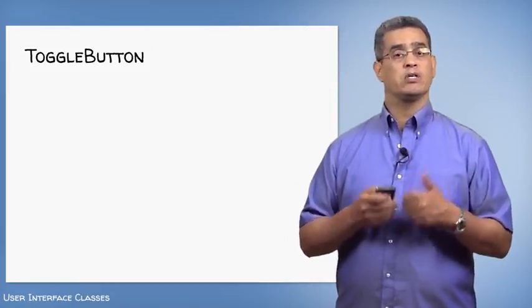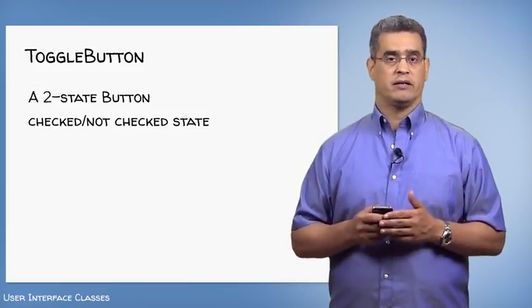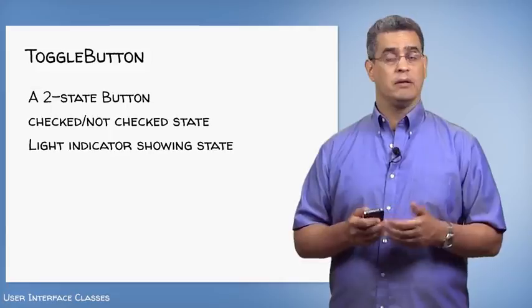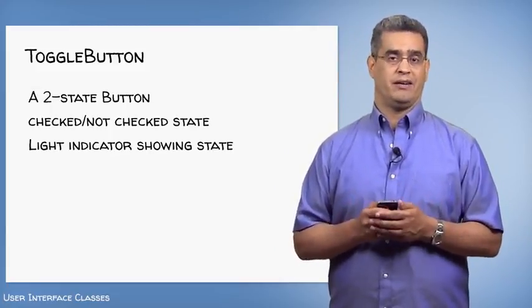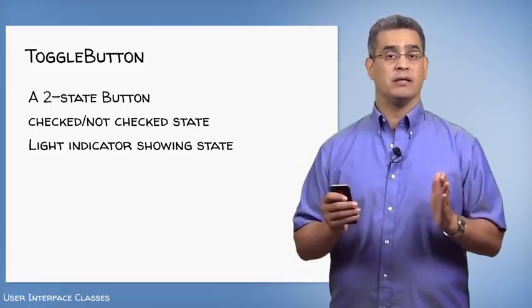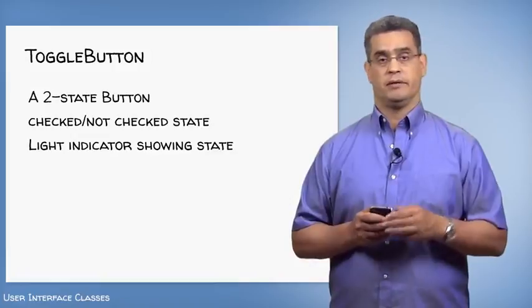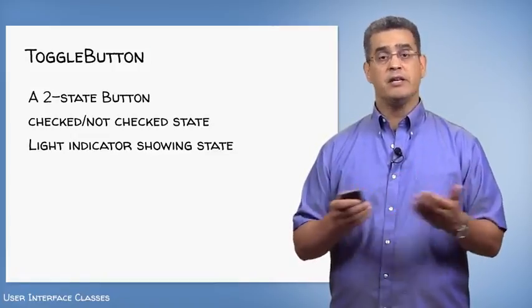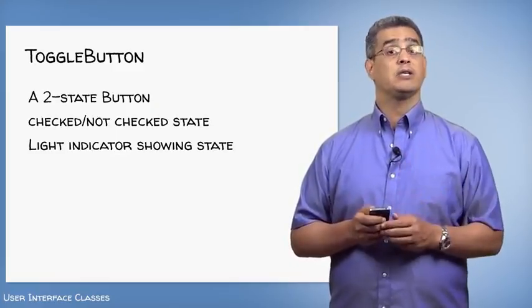So a toggle button is always in one of two states. It's either checked or it's not checked. Toggle buttons also typically display some kind of indicator to let the user know what state the button is currently in. And you've probably seen toggle buttons like this in many applications such as music players. You hit the button and the music starts playing. And it continues playing until you hit the button again. Let's see a toggle button in action.